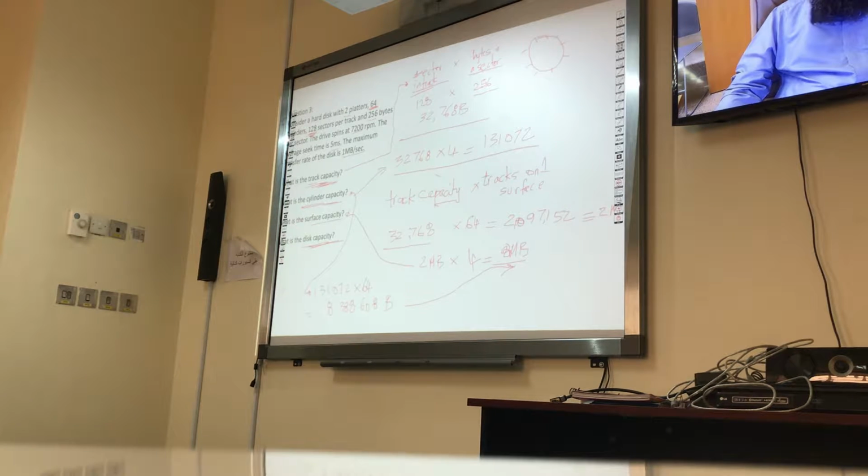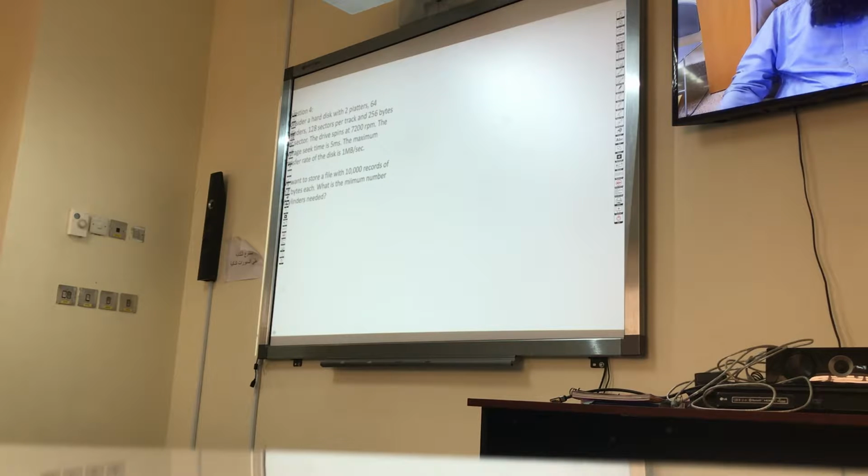Okay. So, question number 4. For the same disk, this information is exactly the same as the previous one. So for the same disk, I have a problem now. I want to store 10,000 records of 512 bytes each. What is the minimum number of cylinders needed?